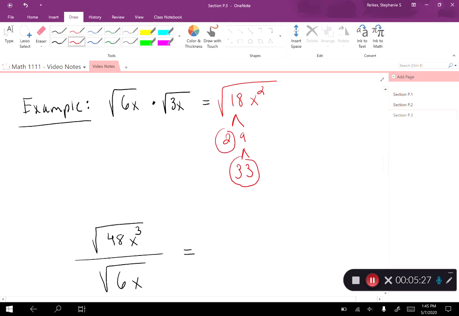Just like I can do a tree with numbers, I can do a tree with my letters. That's x times x. I have a pair of x's, so the x is going to come out. So this is going to simplify here to 3x, 2 remain inside. So 3x root 2.